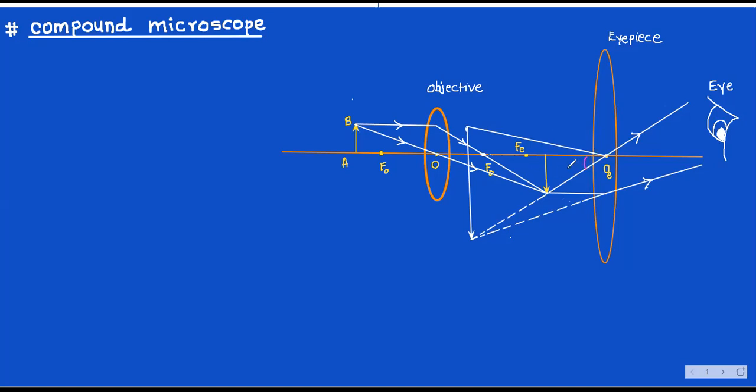Now this angle is beta, and this angle is alpha. This angle is beta and that angle is alpha. And this is the image, so therefore this is A dash, B dash. Next one, you are getting one more image here, which is virtual image. That's why this one also I'm indicating with dotted lines only.